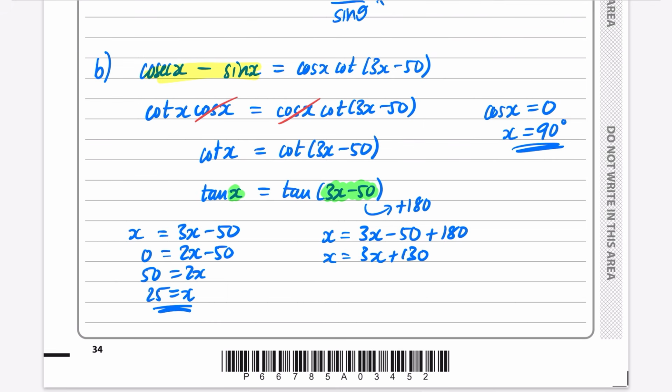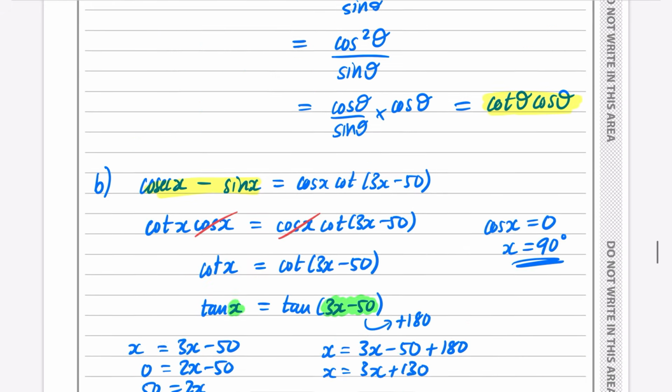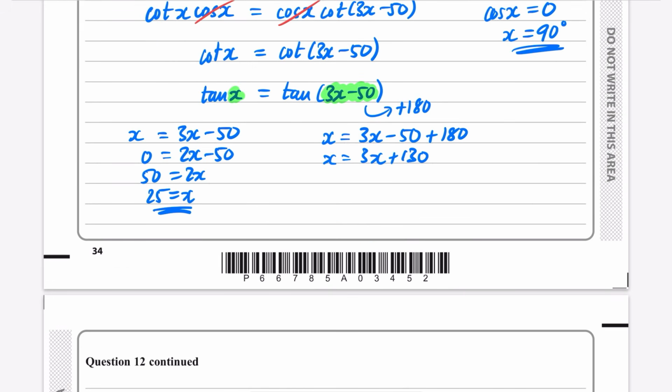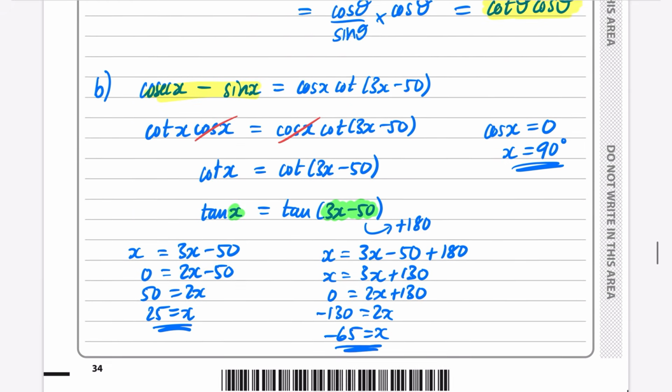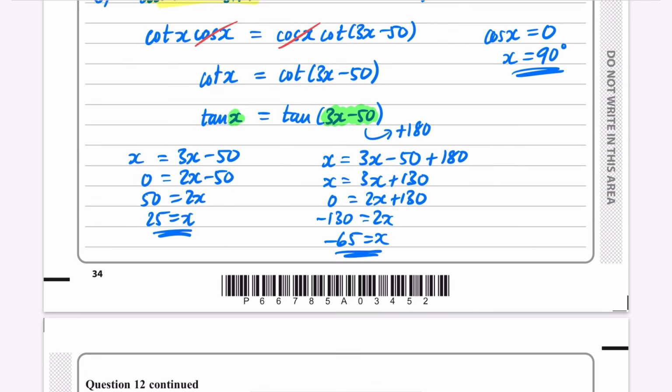So we then get, let's see if this is going to work. Yeah, it is going to work. So then we get 0 equals 2x plus 130. So I'll subtract the 130 and divide it by 2. So x is minus 65. Well, that one isn't in the region, so that's not actually going to be one that we include. But we could also do it if we had 180 added to the original one.